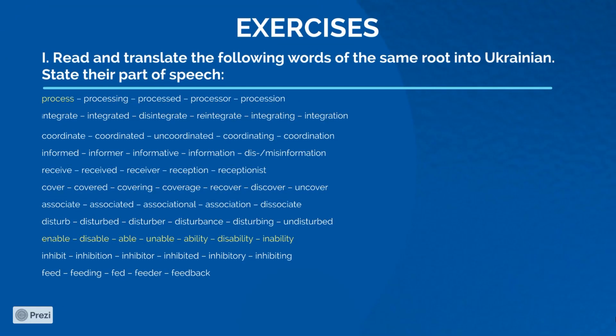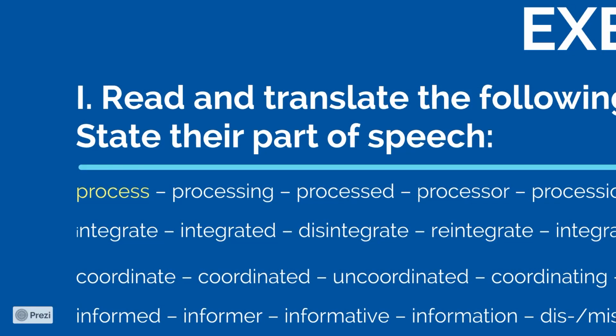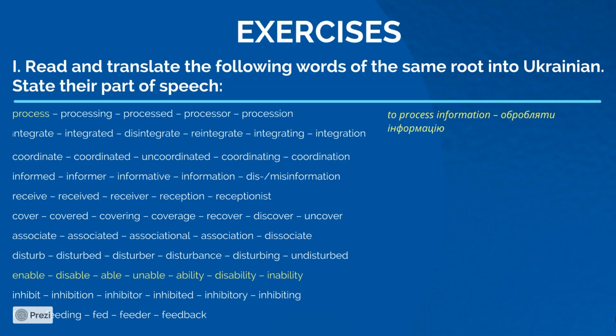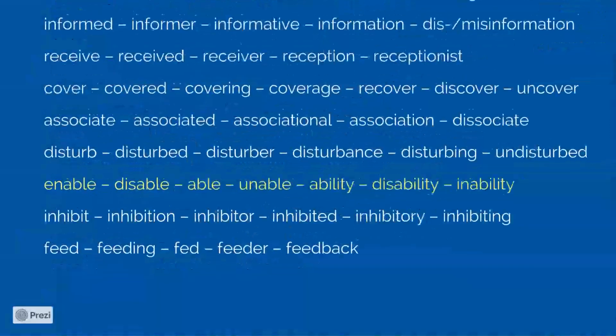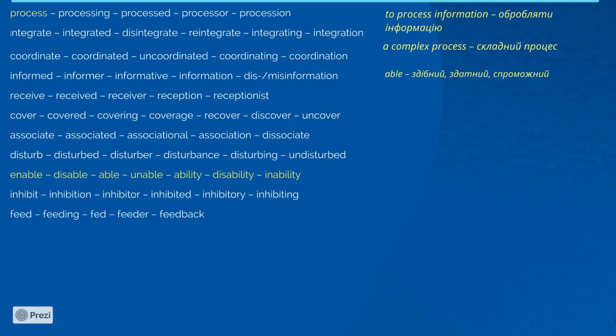The task of the first one is to read, translate, and state the part of speech. For example, process can be both a verb and a noun. To process information, обробляти інформацію, and a complex process, складний процес. The following set of derivatives can be tricky. The shortest is able, which is an adjective. Здібний, здатний, спроможний. The opposite is unable, нездатний.